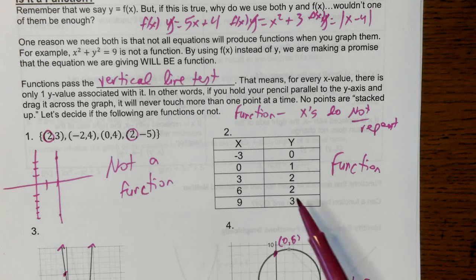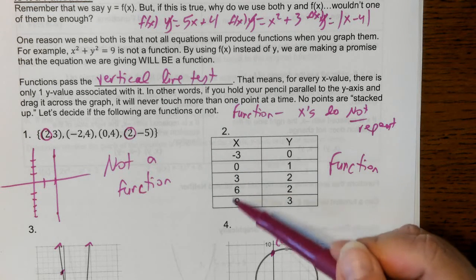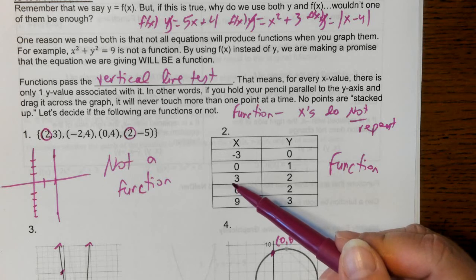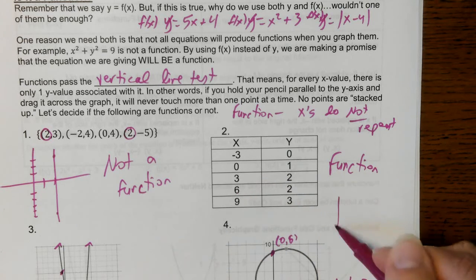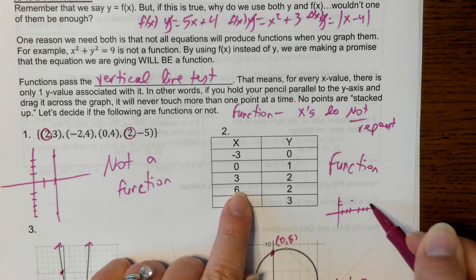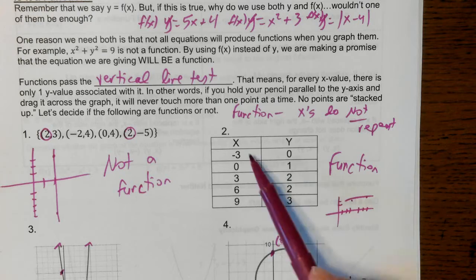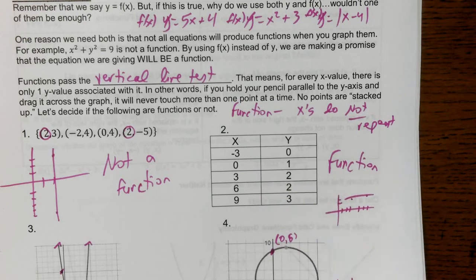Now some people say, hey, look, there's a repeat in your y's over here. There's a repeat in the 2's. Doesn't matter. We don't care. The problem is x's. If x's repeat, then we're not dealing with a function. But if you plotted these points right here, (3, 2) and (6, 2), they are not on top of each other. We're still good. So the issue that we're looking for is a repeat in the x's.